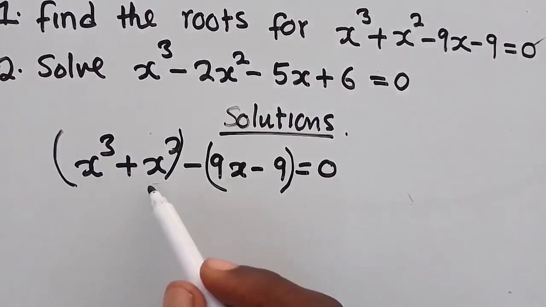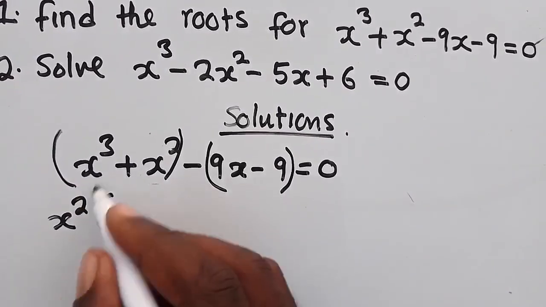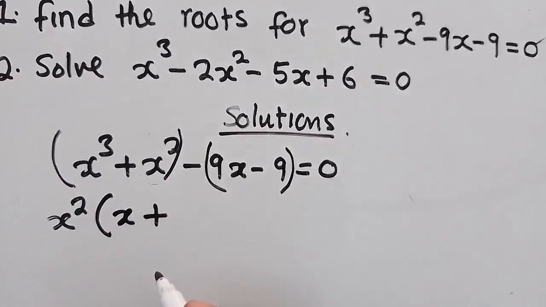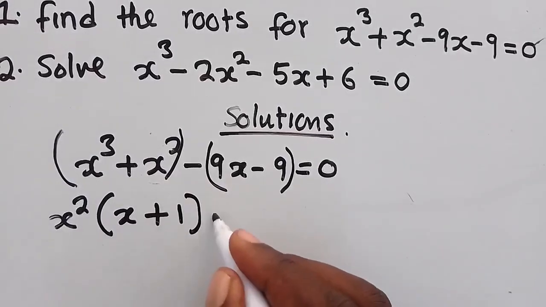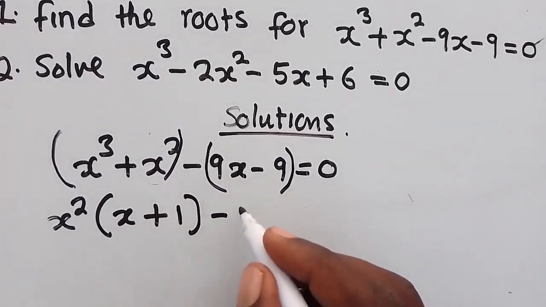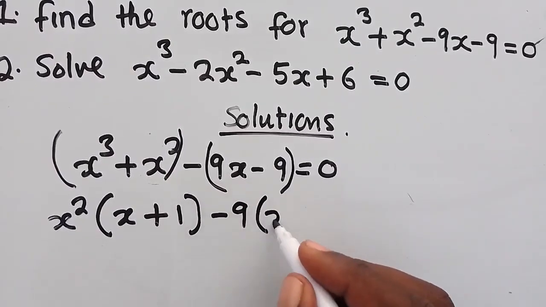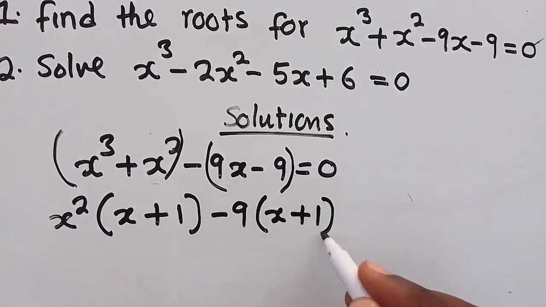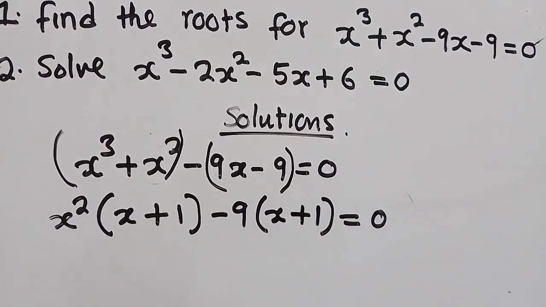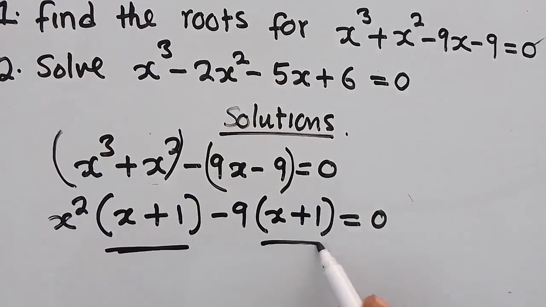If you try to factorize this, what is common here? x cubed. You do this, and it's x plus, what remains there is 1. Then you say minus, what is common there? It's 9. 9 into 9x, it's x, negative, that's positive. Then 1, equal to 0. So we've tried factorization and we've seen that it has worked out.